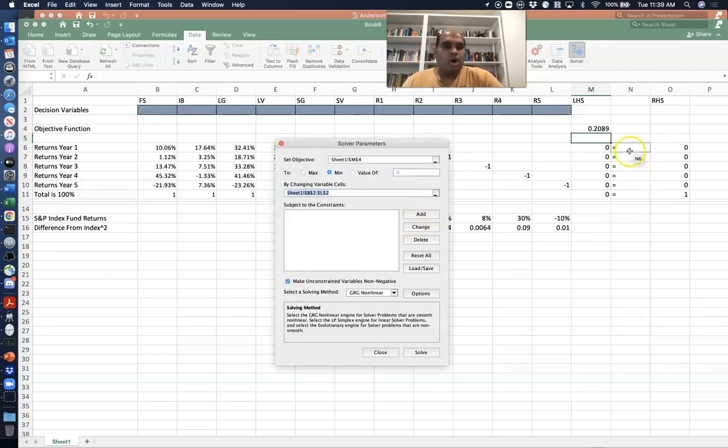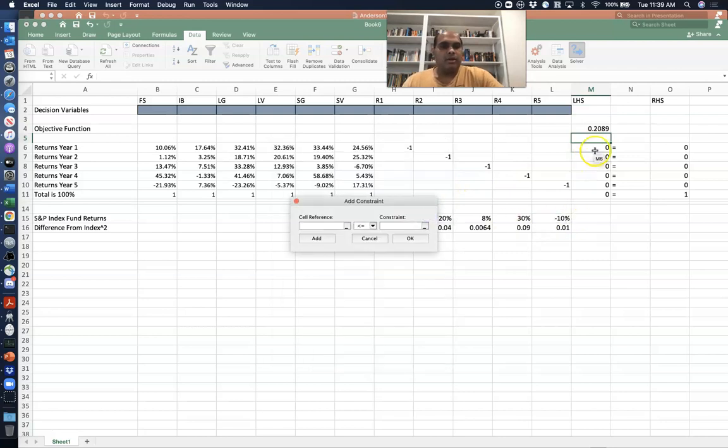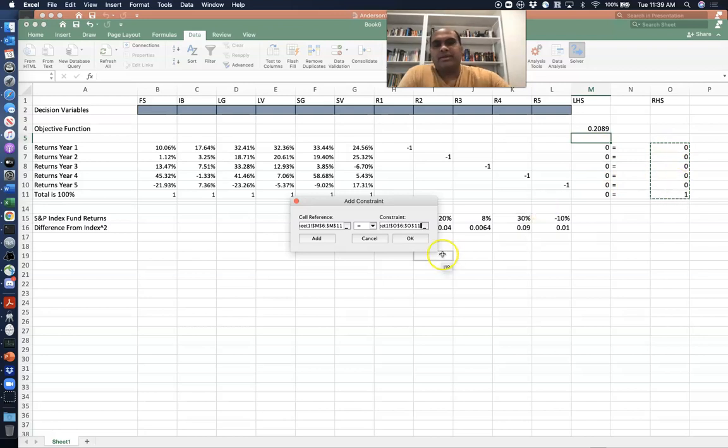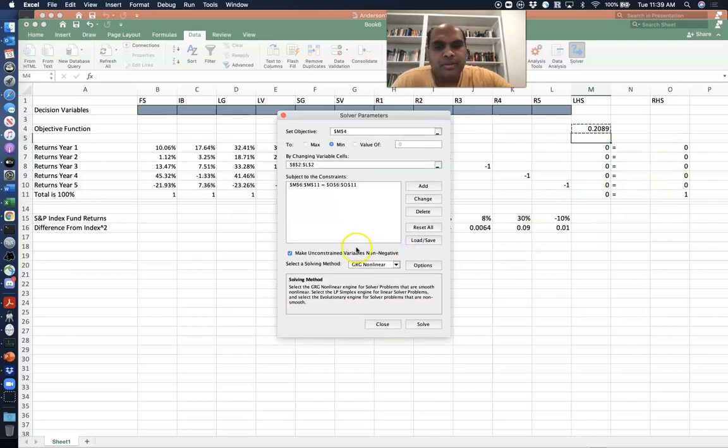And constraints, now all constraints are equal to constraints. So, I'm going to leave it as non-linear because the objective is obviously non-linear. So I'm going to add all my constraints at once. These all have to be equal to the corresponding right-hand side values. And all the left-hand side values have to be equal to the right-hand side values. Everything has to be non-negative and all of that.